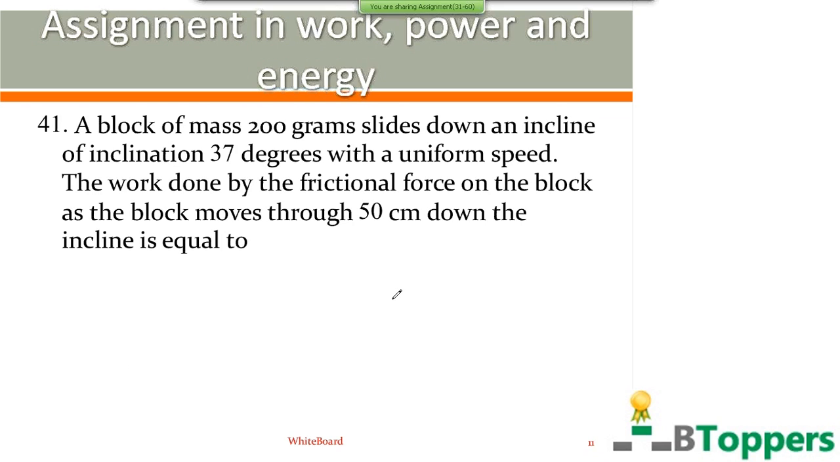See the question number 41. A block of mass 200 grams slides down an incline of inclination 37 degrees with a uniform speed. The work done by the friction force on the block as the block moves through 50 centimeters down the incline is equal to. So here we can solve the problem by applying the work energy theorem.